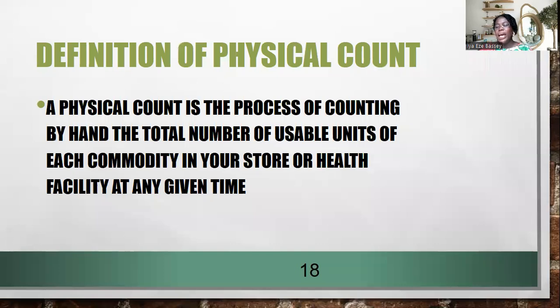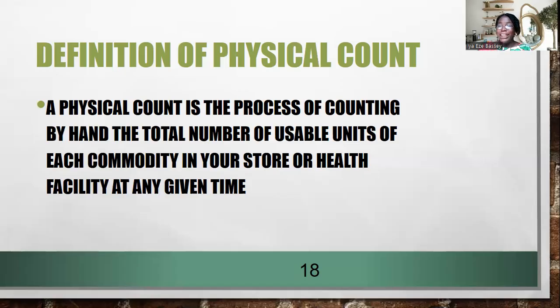The first thing we can do is called a physical inventory or a physical count. You want to actually go into the store. You want to bring those things out, open them, count each of them, and verify how many of them are there. So we can say that a physical count is the process of counting by hand the total number of usable units of each commodity in your store or health facilities.